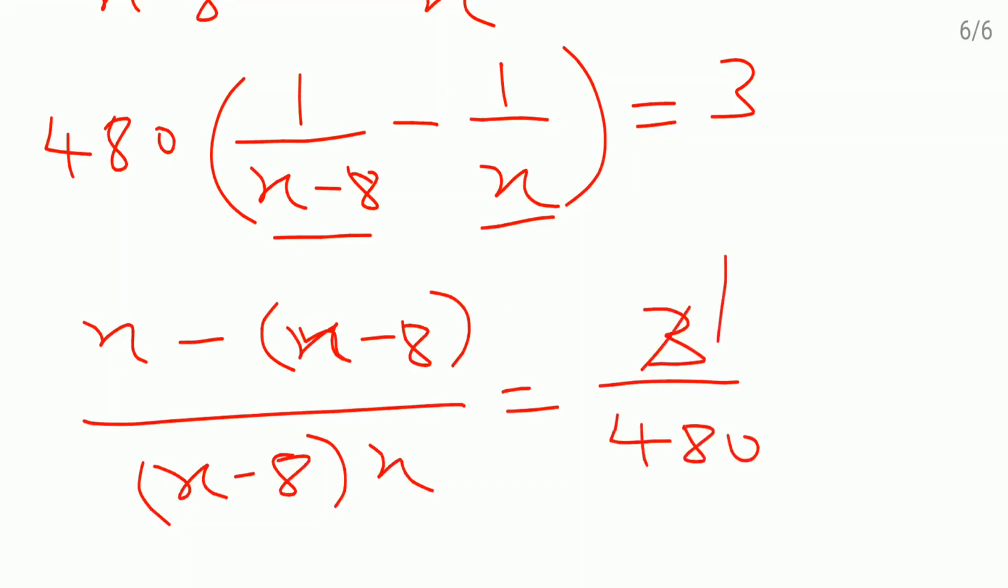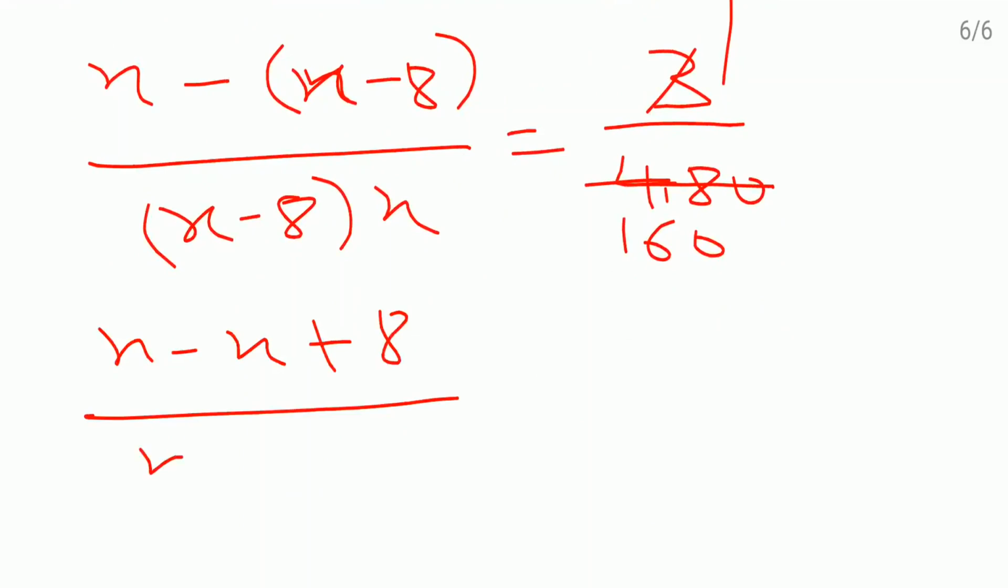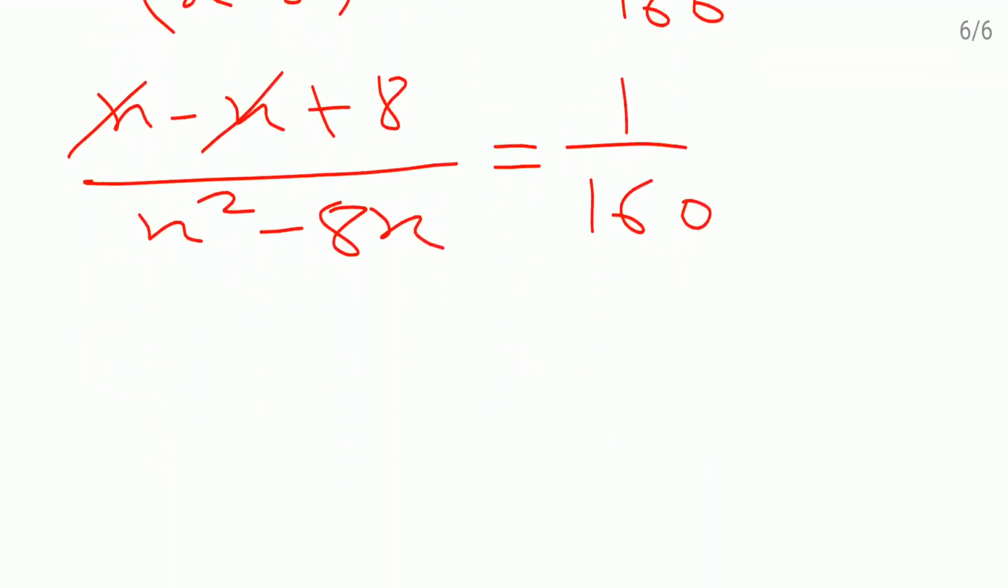So 3 1s are 3, 3 6s are 18, and this is 0. 160. Now I will just open the bracket. x minus x plus 8 divided by x into x square minus 8x is equal to 1 by 160. This x and x got cancelled. Now I will do the cross multiplication. This x square minus 8x. So here 8 and 160. So 16 8s are 128, 128 and 10, which is equal to x square minus 8x.